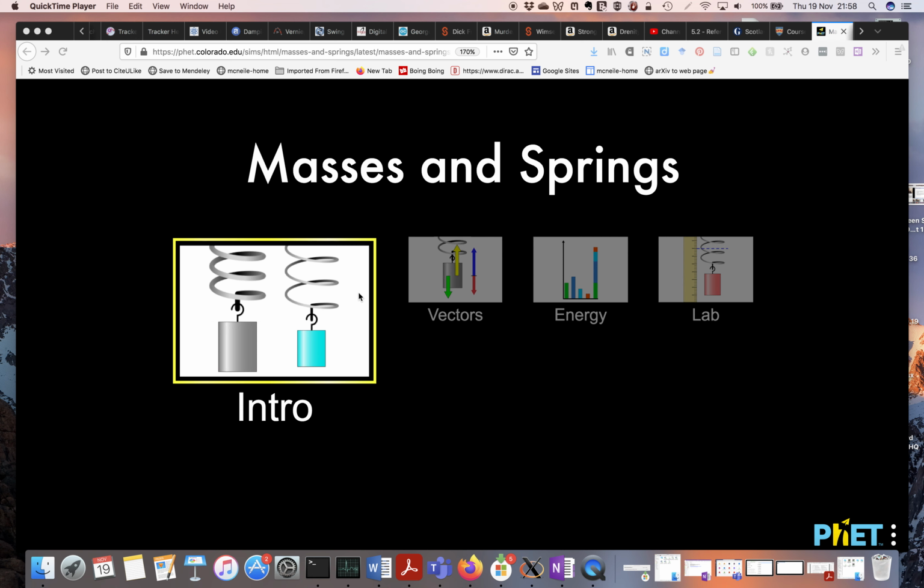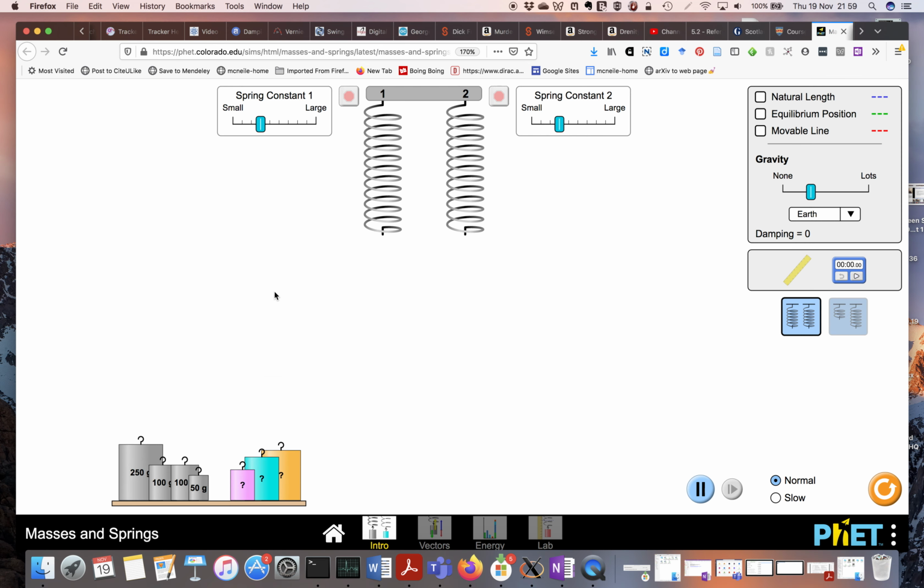So this is just a brief introduction to the Spring and Mass simulation web app. The rest of the tabs you can choose, but we're just going to use the introduction one. And you can see we have springs, masses, so we're only going to use the spring one.